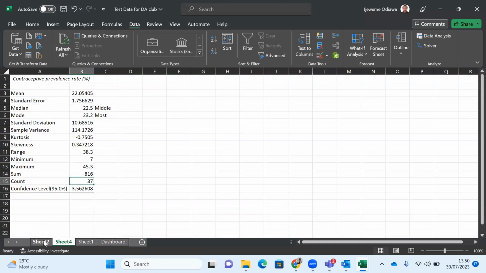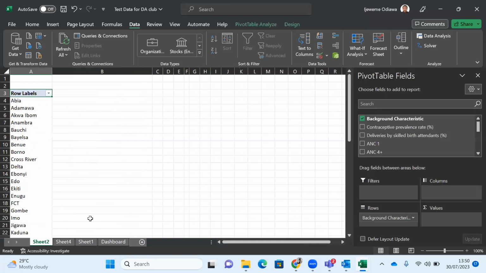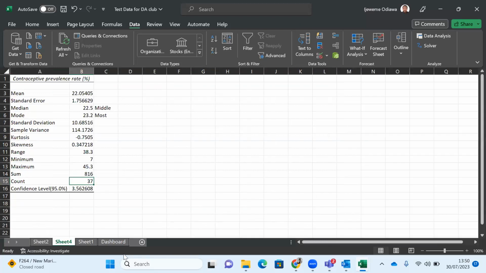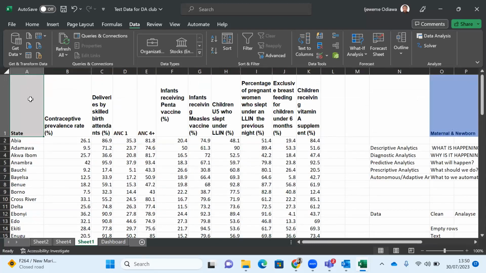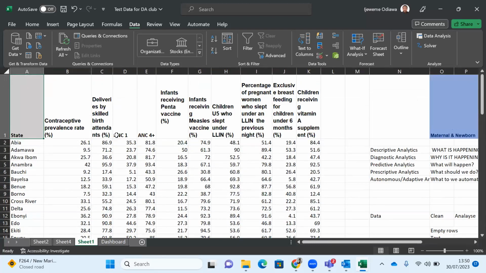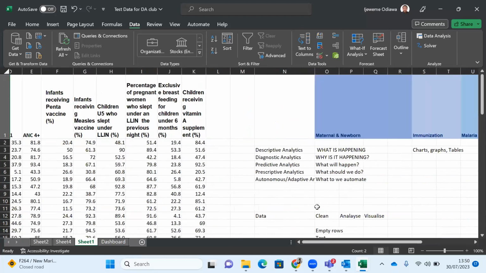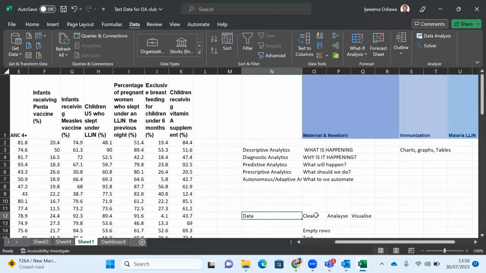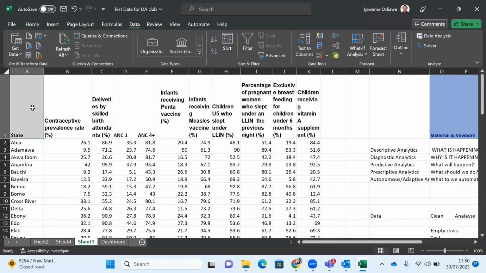So having done that, we can now visualize, on sheet 1. So we want to see contraceptive rates, right? Remember, we're still working with this. We've cleaned, we've done some basic analysis. We want to visualize it. We all know these ones. So let's visualize.